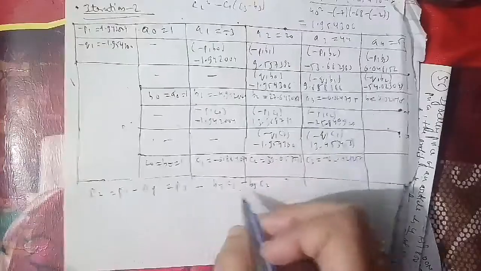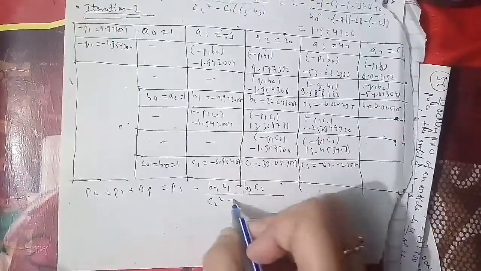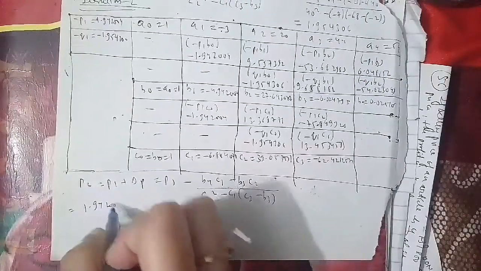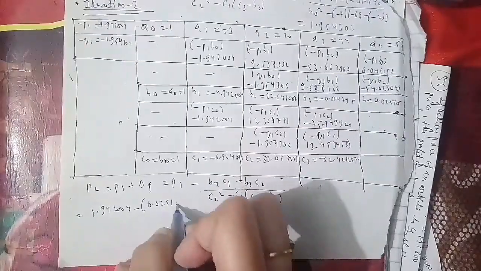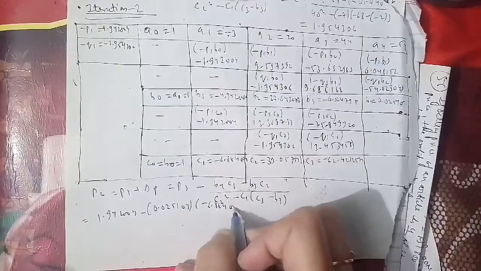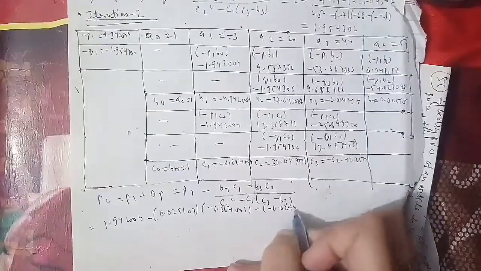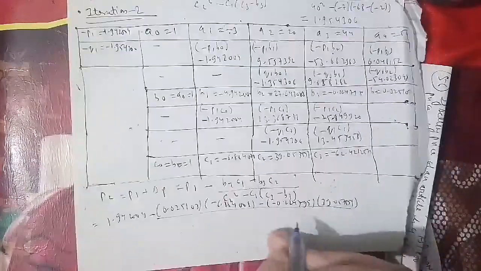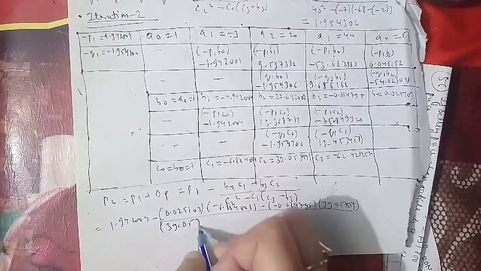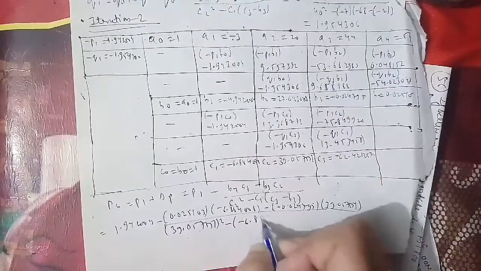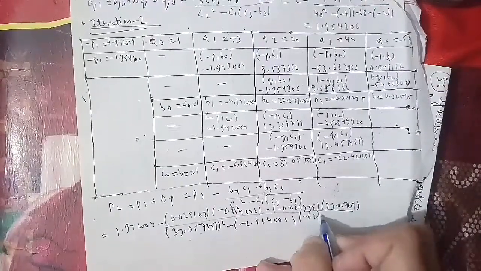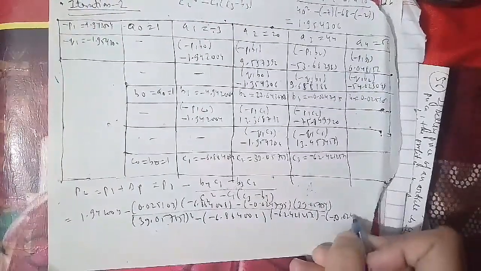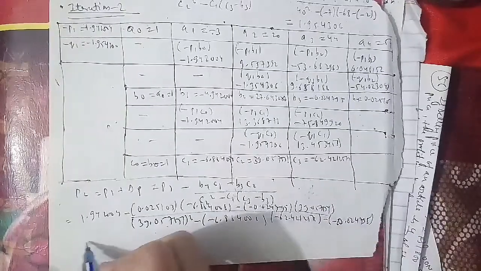upon (C2 square minus C1 C3 minus B3). We'll put the value here: 1.942004 minus (0.025103 times minus 6.884008 minus minus 0.024795 times 39.057551) whole upon (39.057551 square minus 6.884008 times minus 62.421257 minus minus 0.024795).